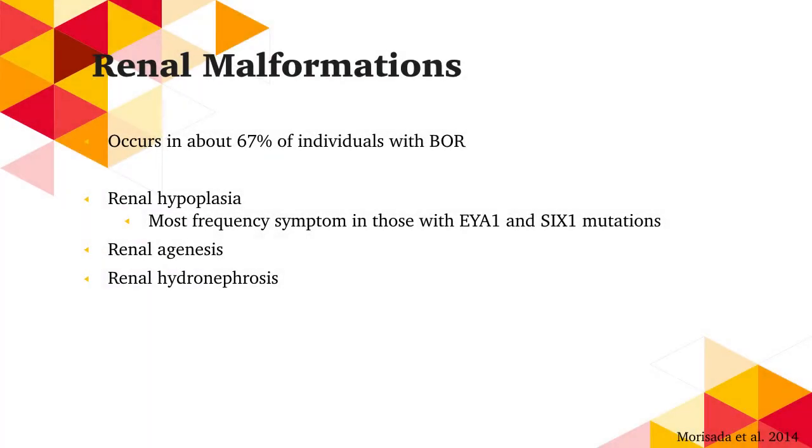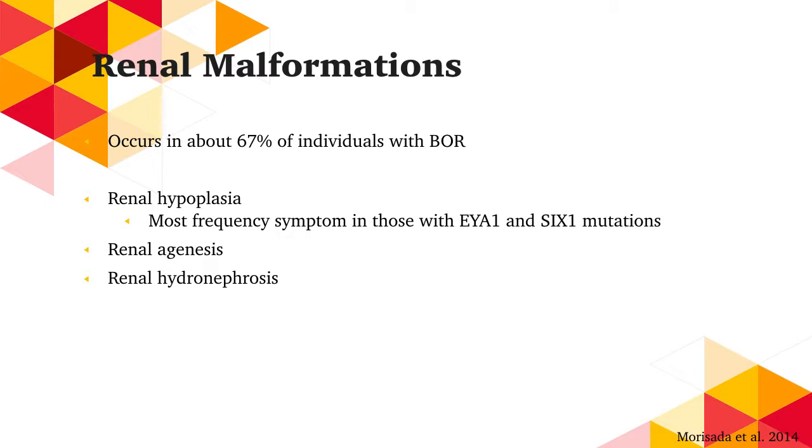Now for the third category of what defines BOR: renal malformations. Renal problems occur in about 67% of individuals with BOR. That can be renal hypoplasia, which is the most frequent symptom, specifically in those patients that we said with the EYA1 and the 6-1 mutations.